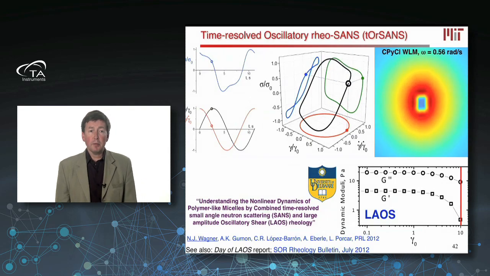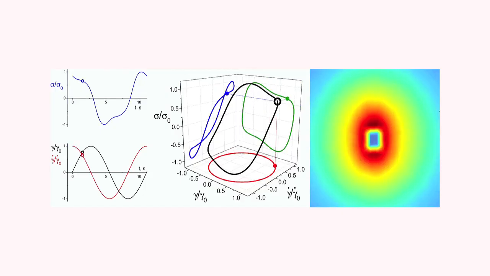And as a final example, this is an example from Norman Wagner and colleagues at Delaware. This is an example, again, of a large amplitude measurement where you can see a three-dimensional rendering of both the stress as a function of the strain and the strain rate in the middle. And then you can also see measurements of G prime and G double prime and how they decrease as you go to large strain amplitudes as you fall off the plateau.